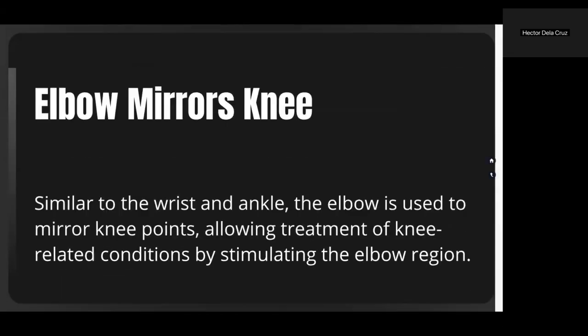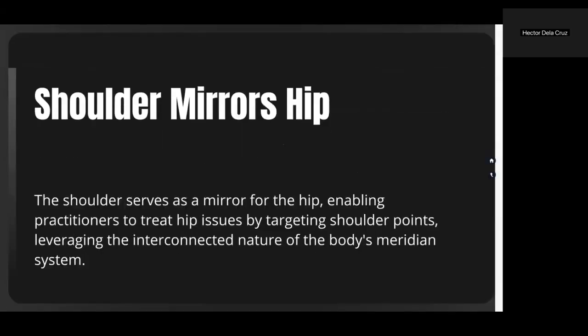Similar to the wrist and ankle, the elbow is used to mirror knee points, allowing treatment of knee-related conditions by stimulating the elbow region. The shoulder serves as a mirror for the hip, enabling practitioners to treat hip issues by targeting shoulder points, leveraging the interconnected nature of the body's meridian system.